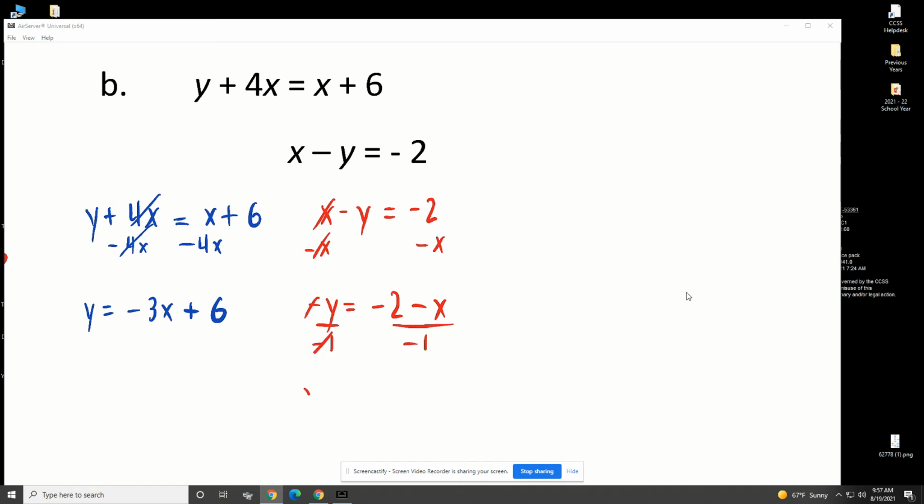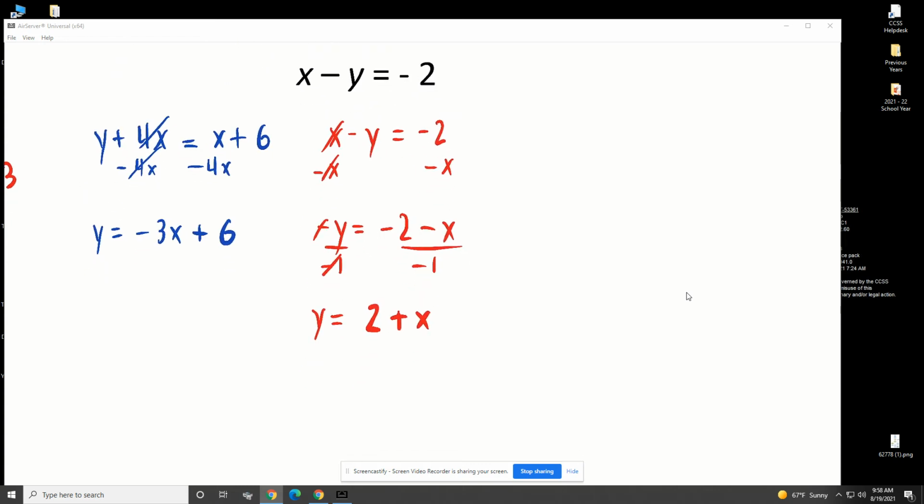So these will cancel, and y will finally be alone. Now, how do we deal with that negative 1? We just distribute it, okay? What is negative 2 divided by negative 1? Well, that's positive 2. And what is negative x divided by negative 1? Well, that's plus x. So it becomes y equals 2 plus x. So now, do we have our y's alone?